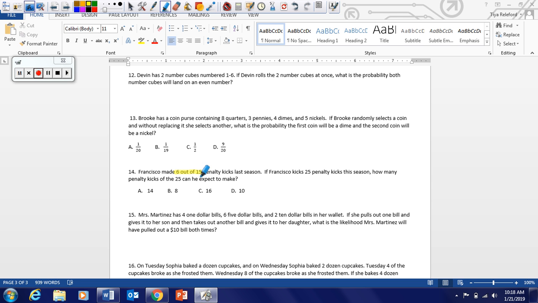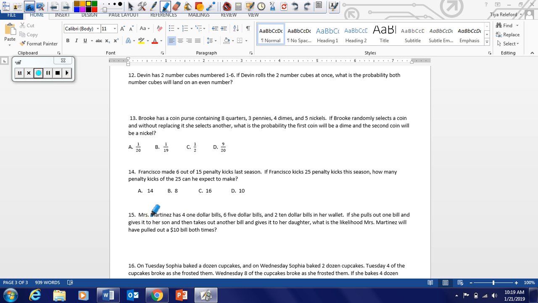Francisco made 6 out of 15 penalty kicks last season. If Francisco kicked 25 penalty kicks this season, how many penalty kicks of the 25 can he expect to make? Expect is a key word. It must be highlighted or underlined. On one side of your proportion is your probability. On the other is x over 25. Easy peasy lemon squeezy. Once you see the word expect, you have to set up a proportion.